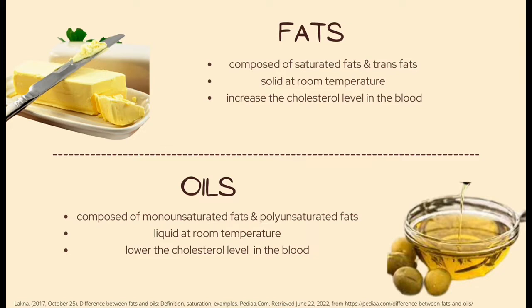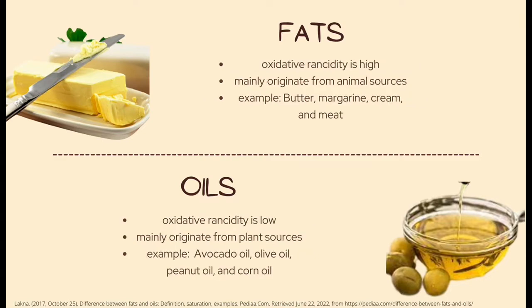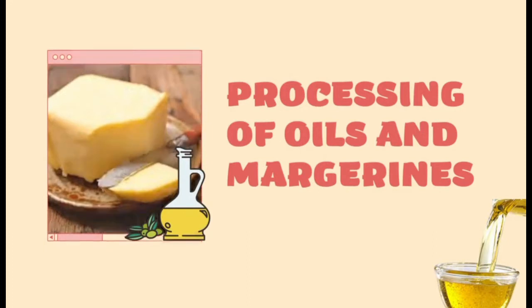Fats increase the level of cholesterol, while oil helps to lower the cholesterol level in blood. Fats have high oxidative sensitivity compared to oils. Fats originate from animal sources, while oil mostly comes from plant-based sources. Examples of fats include margarine, butter, cream, and meat, whereas examples of oils are avocado oil, olive oil, and corn oil. Processing of oils and margarines.